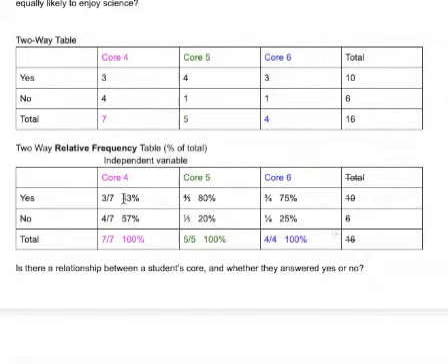So now in my table, I want to see if there's a relationship going across. The kids who said yes, is that the same across the board? Are they approximately the same numbers? Does saying yes to the answer to this question depend on what core you're in? In this case, I know that 80% in core 5 said yes, and 75% in core 6 said yes. Those are pretty close. So that one I'd be inclined to say, not really.